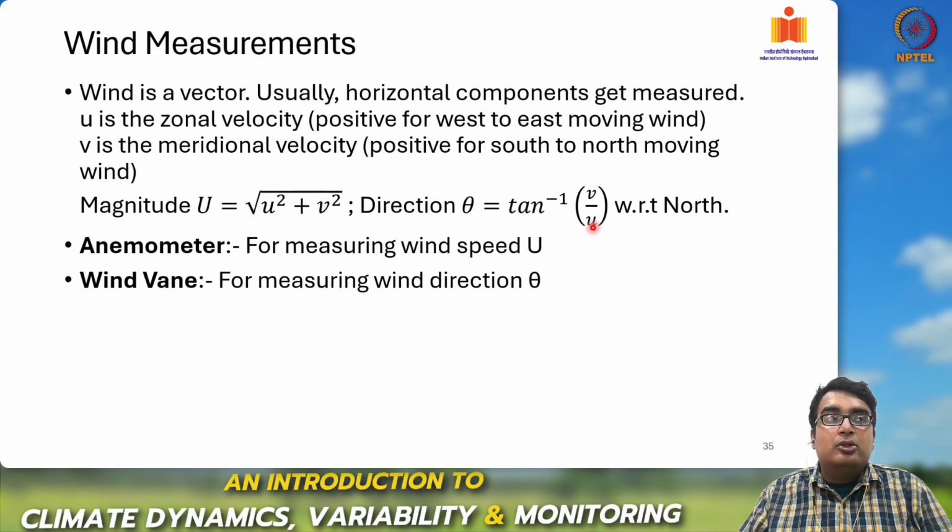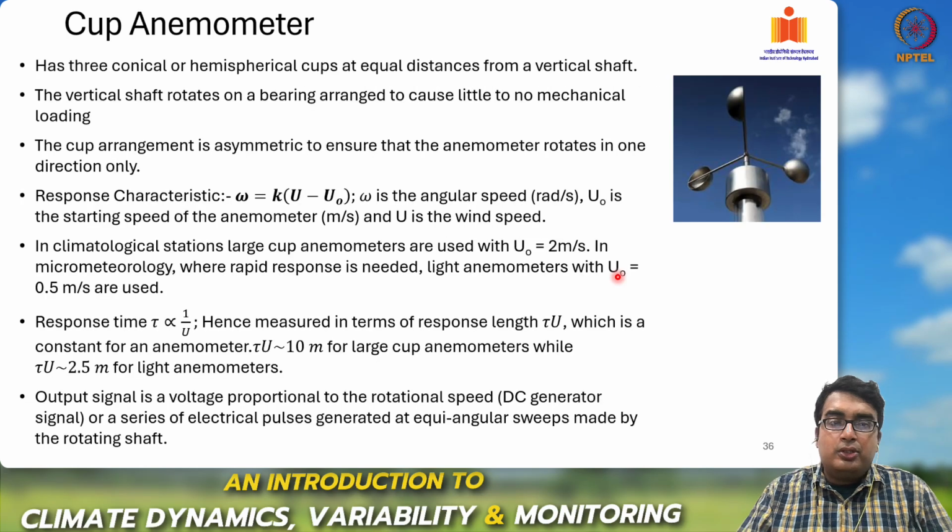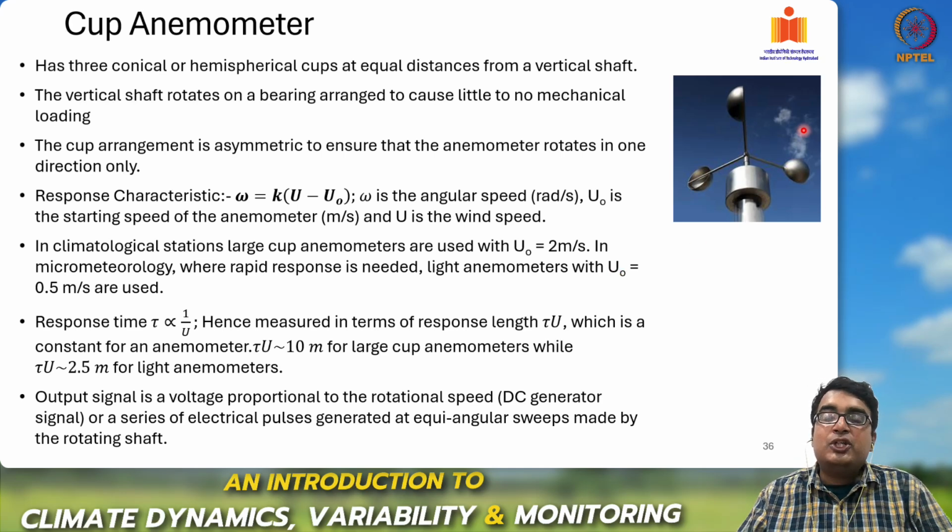There are two measuring systems, one for measuring wind speed, and these are called anemometers, and the other for measuring wind direction, and these are called wind vanes. Let us discuss the anemometer first. The most common type of anemometer that you may have seen in many places is called the cup anemometer, and the picture is on the right.